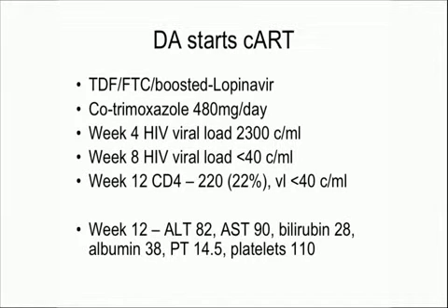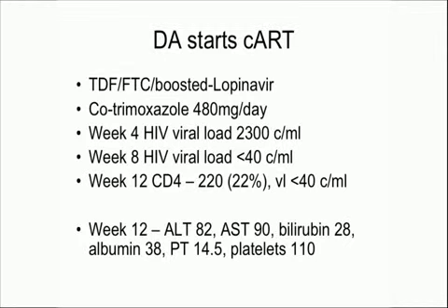Okay, so he starts combination antiretroviral therapy. I use one of my favorite regimens, which is Truvada and boosted lopinavir, i.e. Kaletra. He also gets cotrimoxazole 480 milligrams once a day as primary PCP prophylaxis. I'm not sure that was really required, but we went for it anyway. And he has a fantastic HIV virological response, and by week 12, actually he's HIV undetectable. CD4 counts are up to 220 at 22%.